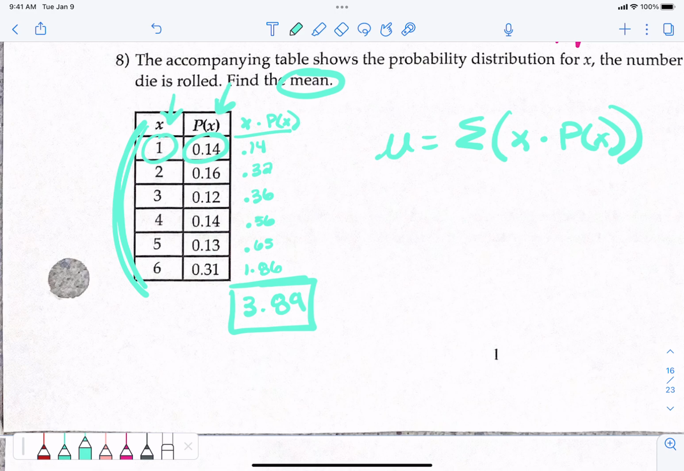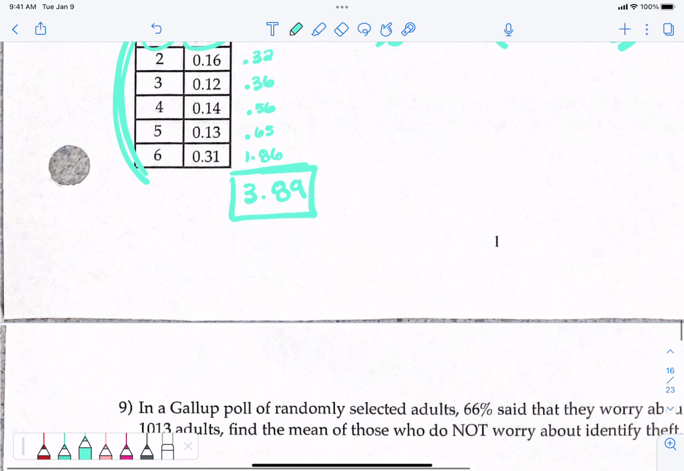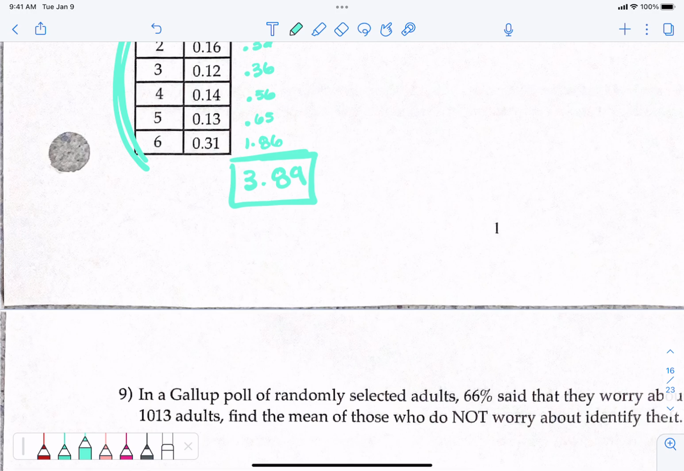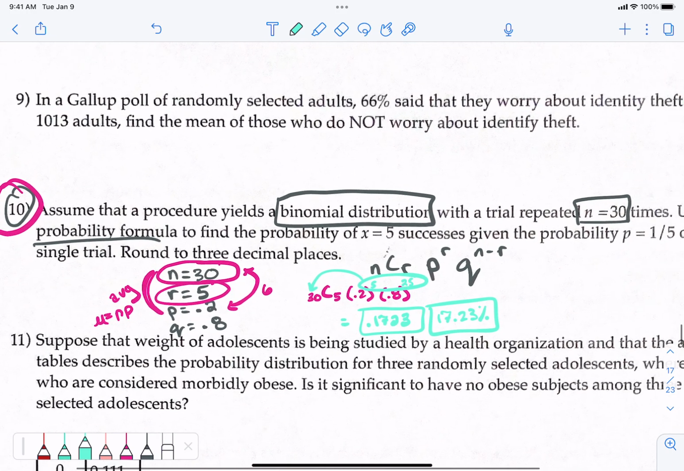Sum is easy. It's not bad. Okay? Moving on to number 9. We got to keep moving, guys, because we have like 20 minutes left. Yes, crew. Number 9.